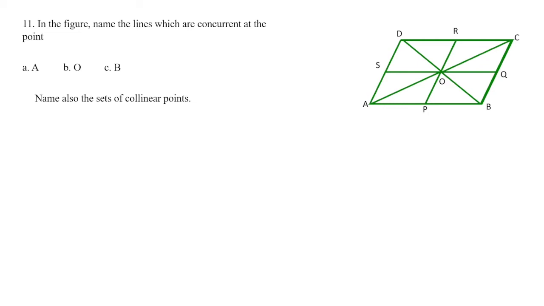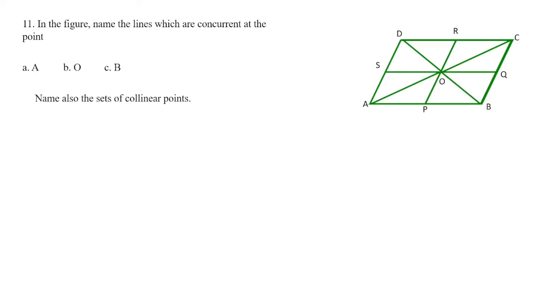What are concurrent lines? Three or more lines in a plane are said to be concurrent lines if they all pass through the same point. Okay? In this figure, we have to name the lines which are concurrent at the points A, O and B, and we have to also name the sets of collinear points. Now we know what collinear points are, so let's start off with concurrent lines. So at point A, what are the concurrent lines?